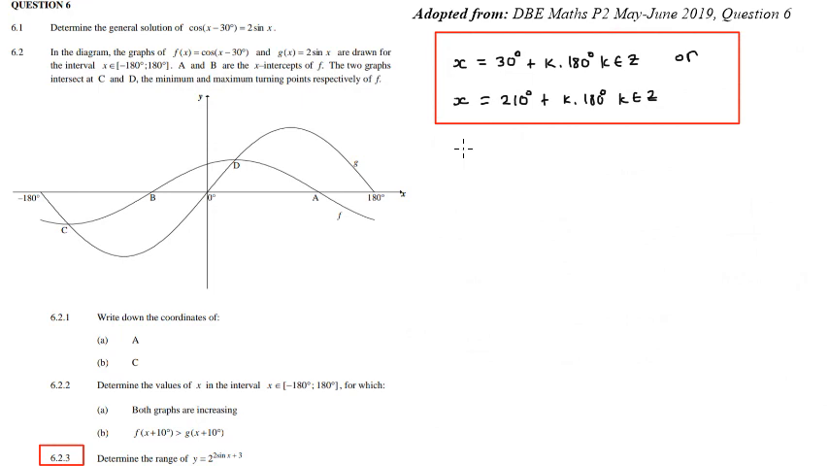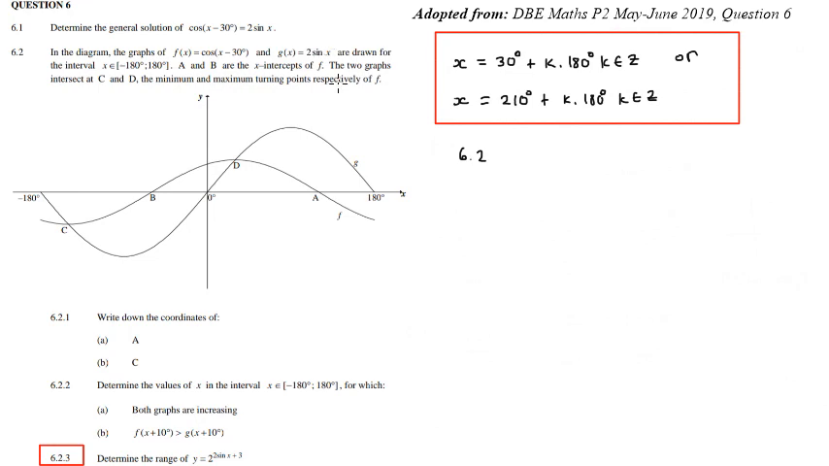Now for question 6.2, recognize that what they've done is move from asking you to calculate where two functions are equal to each other, where they're intersecting, to now asking you more questions on those two functions. We're now told that the graph of f of x is equal to the first part of the general solution, cos of x minus 30 degrees, and g of x is equal to the second part, which is 2 sine of x.